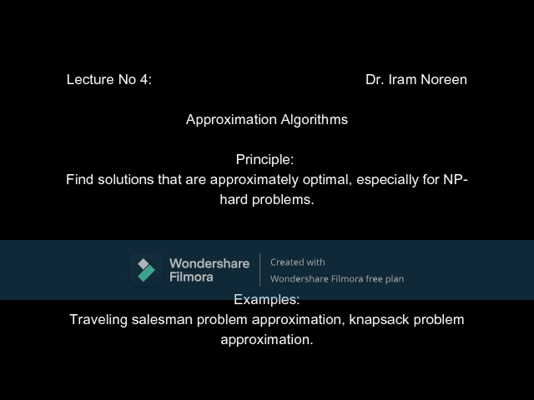Approximation algorithms. Principle: find solutions that are approximately optimal, especially for NP-hard problems. Examples: traveling salesman problem approximation, knapsack problem approximation.